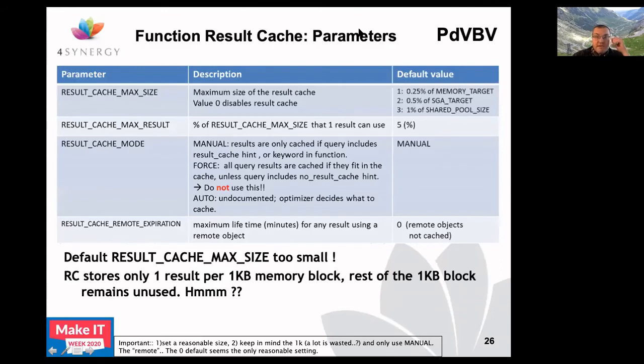What parameters do you need to set? Well, I told you, you need to set your result cache size. If you don't, the default will be too small. The main message of this slide is that the default size is too small. Think about that. The max result, yeah, I didn't touch that. And the cache mode, keep that to MANUAL. Do not use FORCE because it will cause a hang-up. Known bug. There you go.